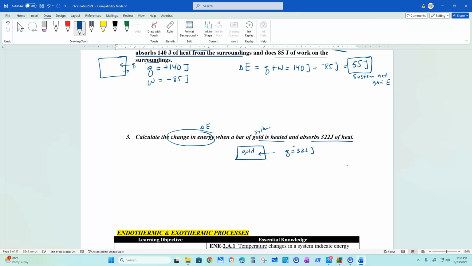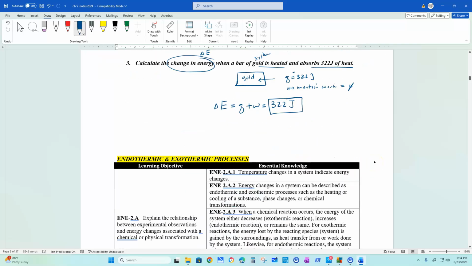Okay? But what about work? If there's no mention of what happened to work, then that means work is 0. Makes it even simpler. Q plus W, work is 0. That means in the end, nothing really shows up adding. My delta E is 322 joules. And that means my system had a net gain, okay? But when we have these gains, usually temperature is changing, okay?